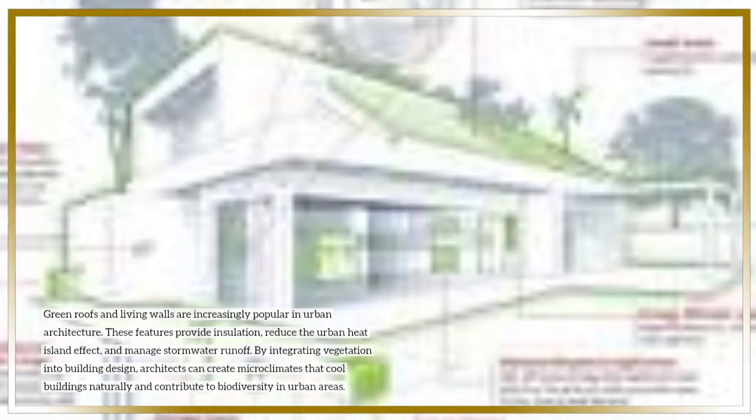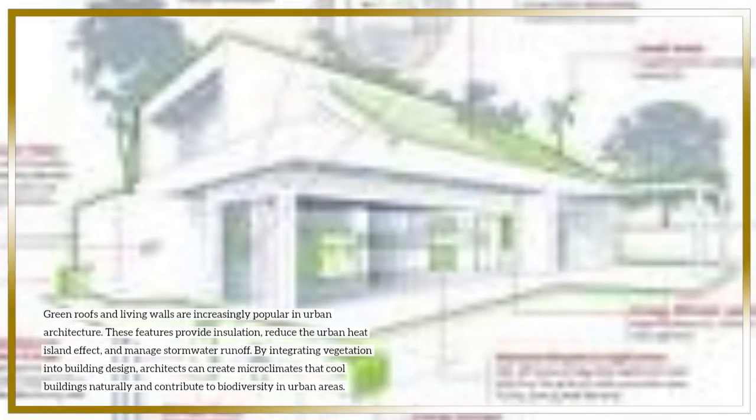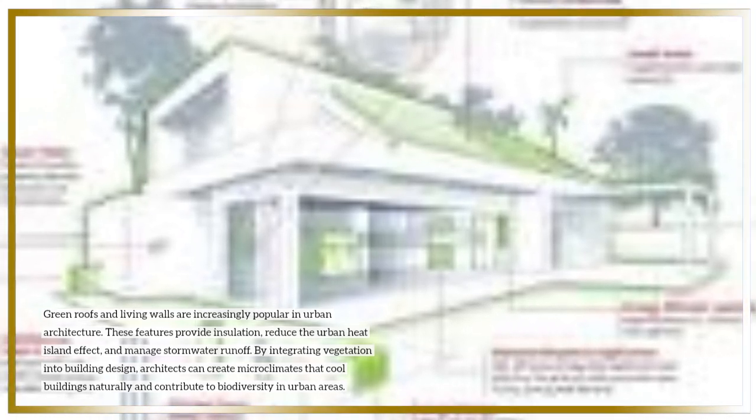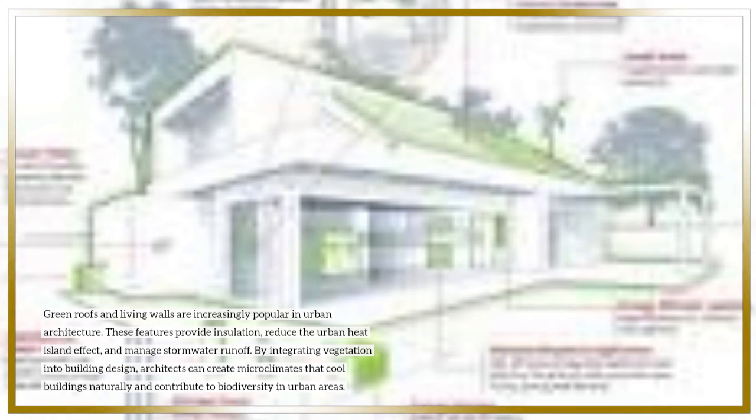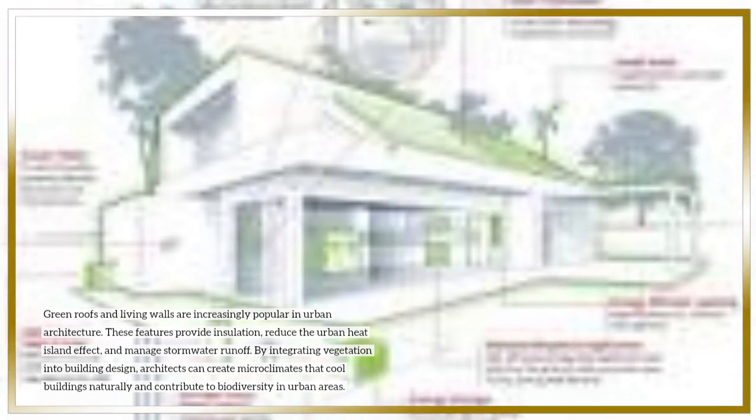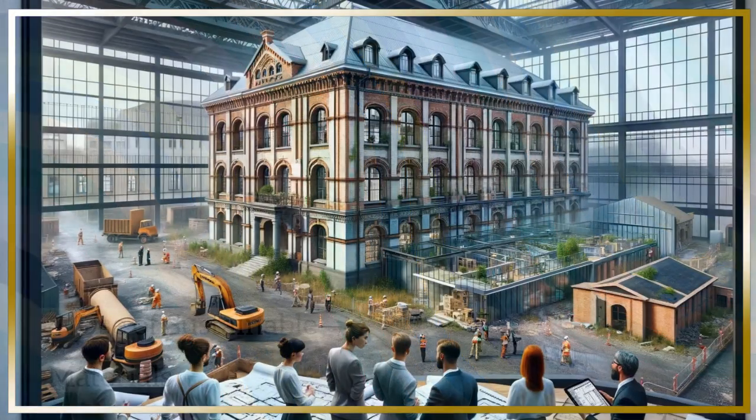3. Green roofs and walls. Green roofs and living walls are increasingly popular in urban architecture. These features provide insulation, reduce the urban heat island effect, and manage stormwater runoff. By integrating vegetation into building design, architects can create microclimates that cool buildings naturally and contribute to biodiversity in urban areas.